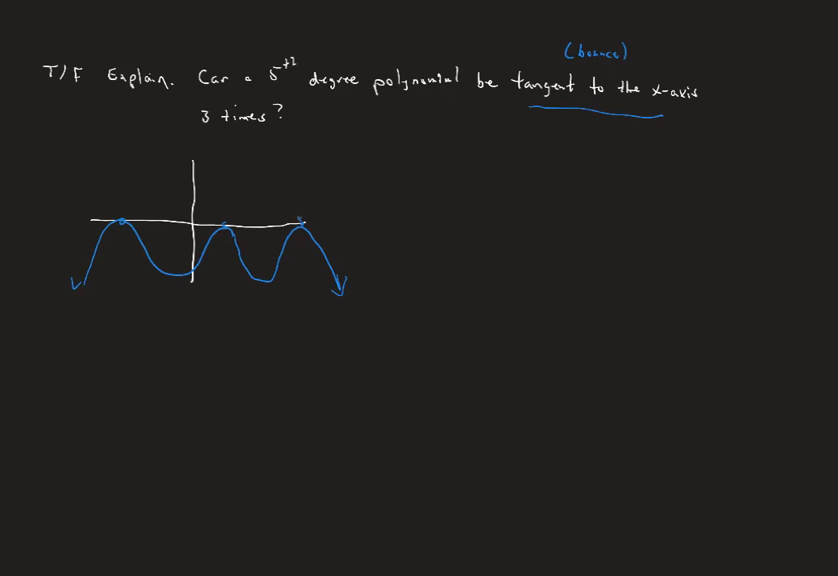1, 2, 3. But we know when our graph bounces, that means it must be coming from a factor that is to an even power. So it might be the second or the fourth. So at a minimum, each of these places where the curve bounces represents a zero of multiplicity 2. So that means we would have to have at least 2 plus 2 plus 2. It would have to be at least a sixth degree polynomial in order to be tangent to the x-axis 3 times. A fifth degree doesn't have enough room for that. So our answer is no.